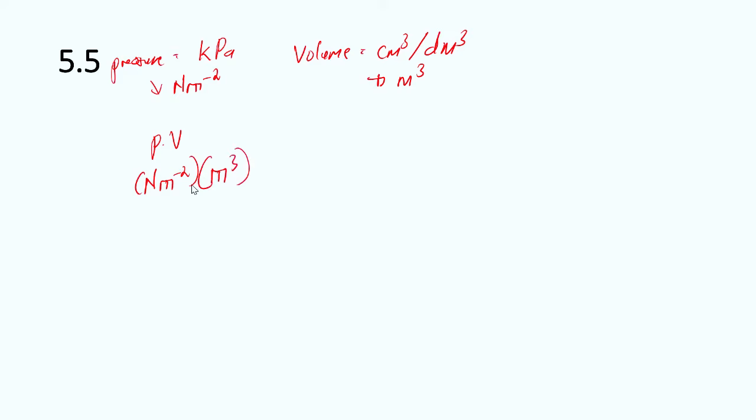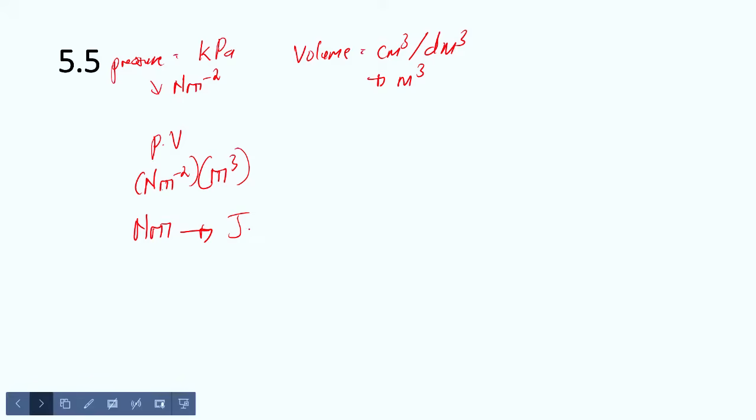Then here, if we are using the fact that M and M are the same bases, we can add the exponents, then we'll end up with Newton meter, which is equivalent to a joule, right? So that's how you were just supposed to answer that question there.